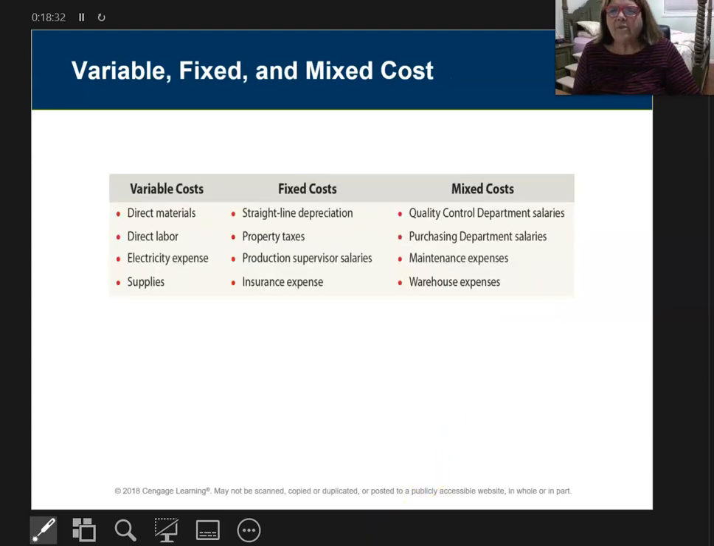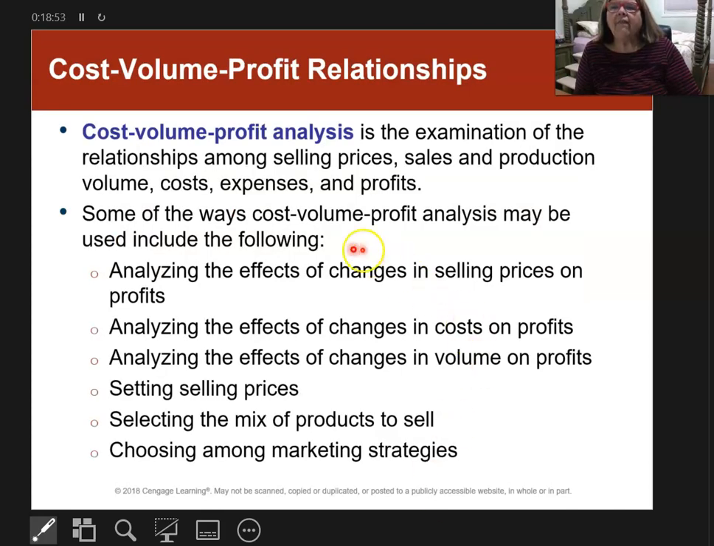And here are some examples of variable cost, fixed cost, and mixed cost. These are things that you need to know if you actually worked in a manufacturing facility. Now that we understand our costs, which are the fixed, the variable, and the mixed, we're going to look at the relationship between the cost, the volume, and the profit. This is CVP, and it is always about the relationship. What is the effect on one of these if the other ones change? That's really what we're looking at.